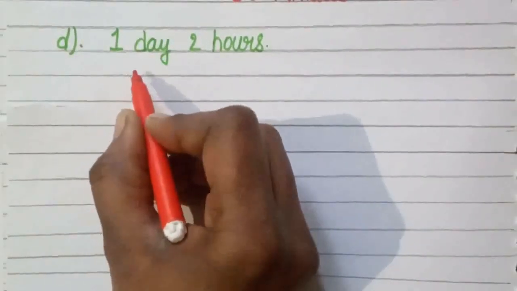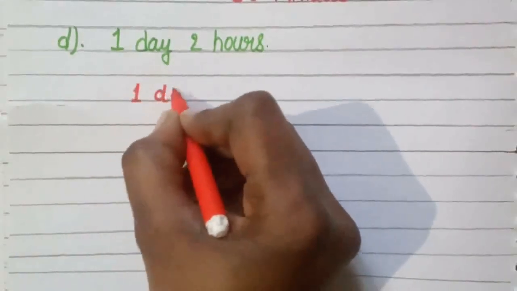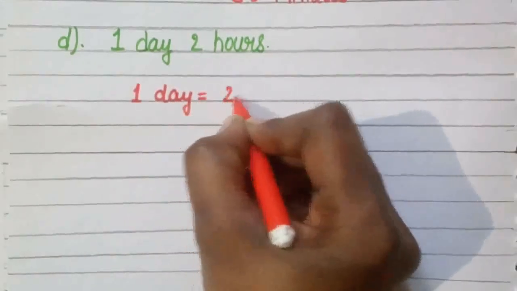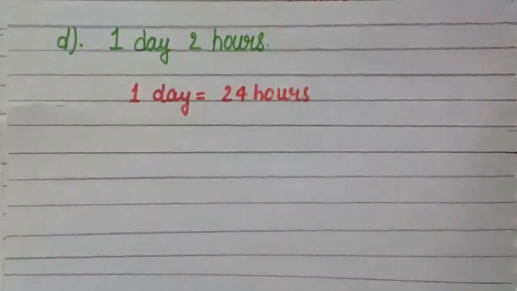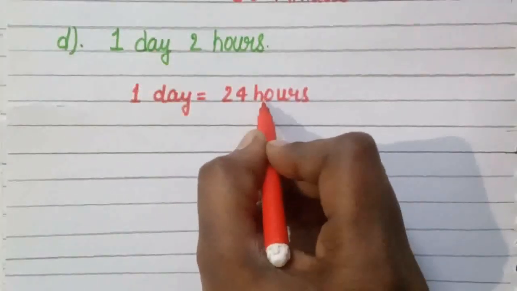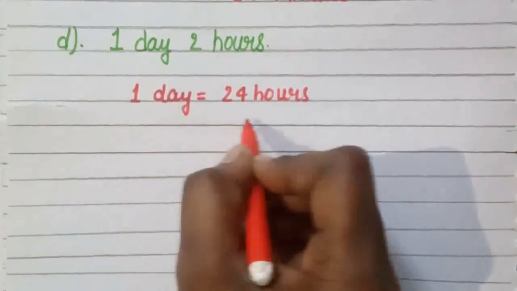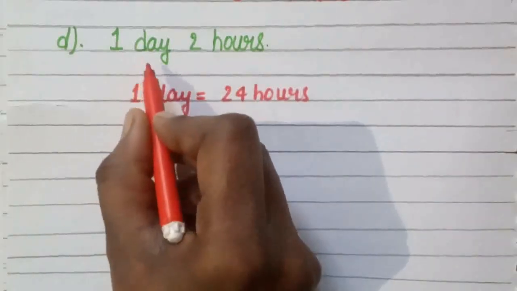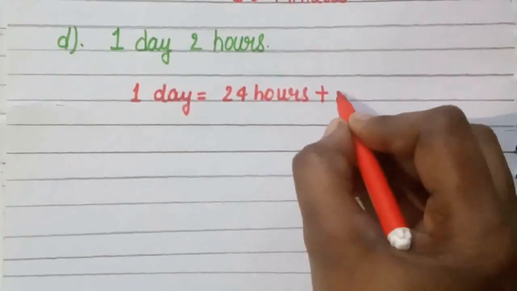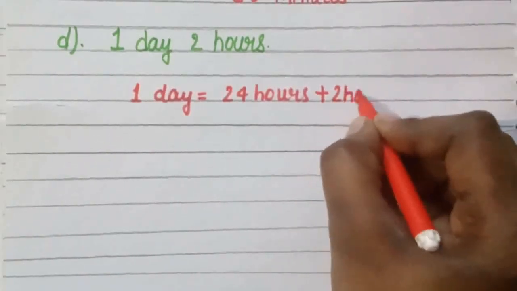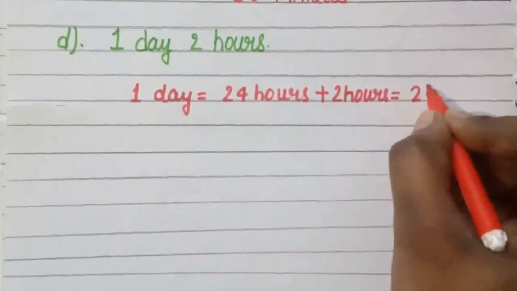First of all, let us convert day into hours. 1 day is equal to 24 hours. So this 1 day is equal to 24 hours. There is no need to write 1 multiplied by 24 is equal to 24. You all know 1 day is given. So 1 day is equal to 24 hours plus these 2 hours. Total 26 hours.